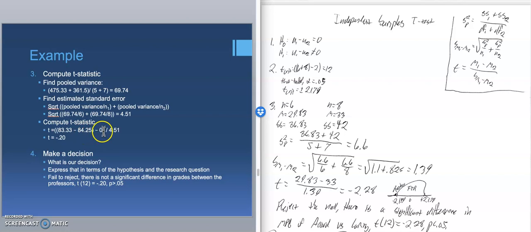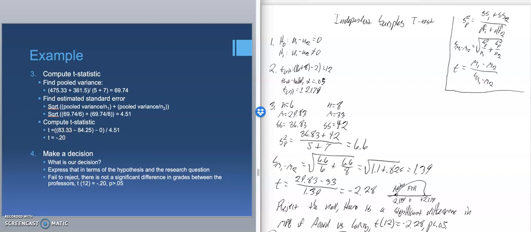And then here's that 0 part I was telling you about with the U1 minus U2. But that's what we assume from the null, it's always 0. So I have that here. I'm not going to put that 0, it doesn't matter. It's always going to be 0. 83.33 minus 84.25 over 4.51. T of negative 0.2.